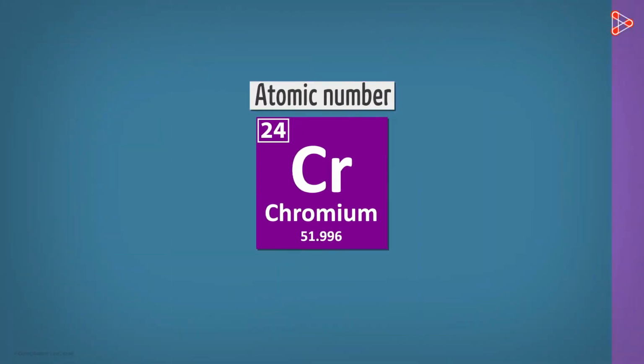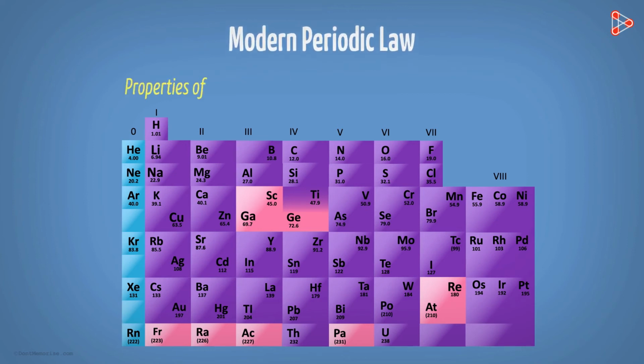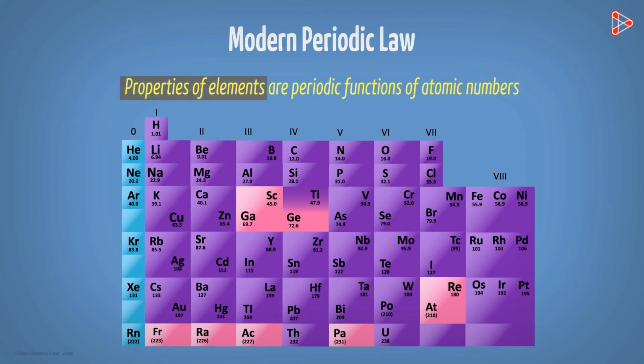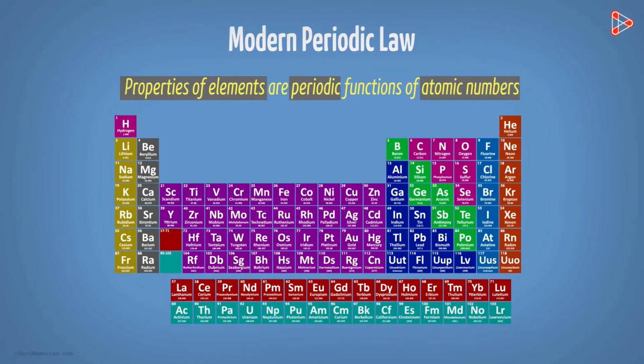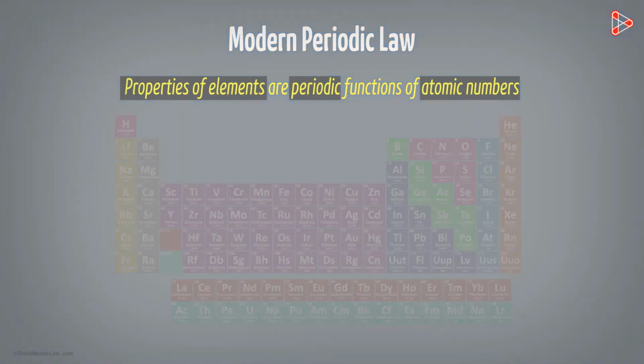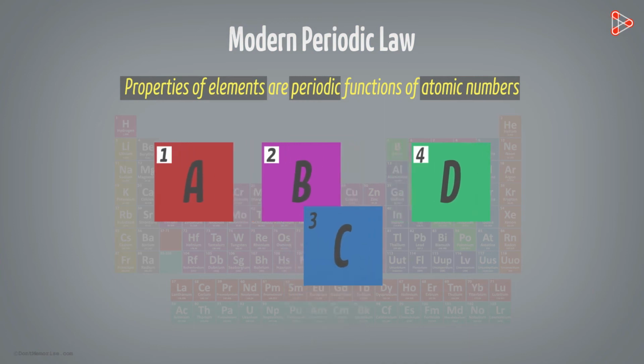And with this discovery, we got our modern periodic law, which stated that the properties of the elements are periodic functions of their atomic numbers. This law was quite similar to the previous law proposed by Mendeleev. Here, the physical and the chemical properties of elements occurred periodically, but when arranged in the increasing order of their atomic numbers rather than the atomic masses as proposed by Mendeleev. With this, predicting the properties of yet to be discovered elements got simpler and more precise, and it also helped in placing the newly discovered elements in the periodic table properly.